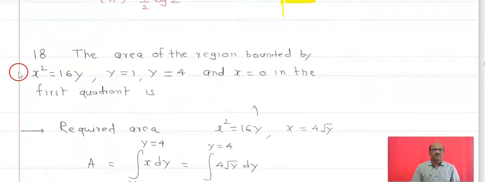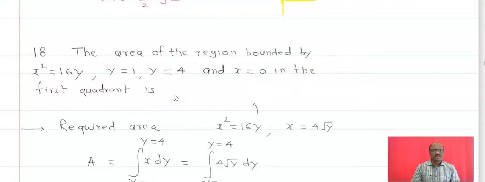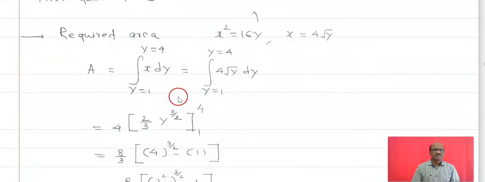Now the problem number 18. The area of the region bounded by x square is equals to 16y, y is equals to 1, y is equals to 4, and x is equals to 0 in the first quadrant. Now see here, the required area: x square is equals to 16y, taking the square root, x is equals to 4 root y. And here the variable is y. Y varies from 1 to 4, 4 root y dy.